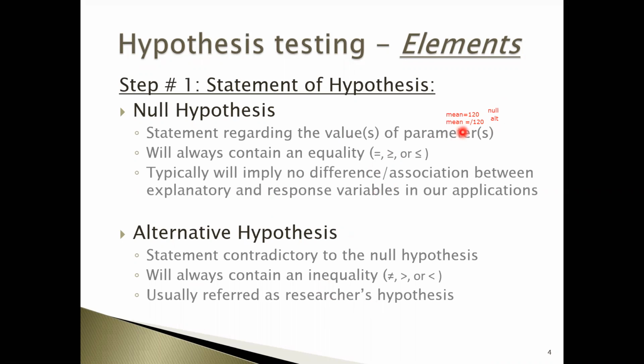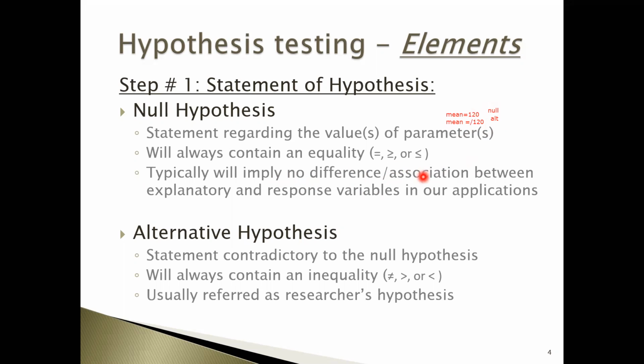And mean is not equal to 120, it means mean is different than 120. That is why we actually specify the mean is equal to 120 as the null hypothesis, and mean is different than 120 as the alternative hypothesis. And there's one clue, a tip, about association.